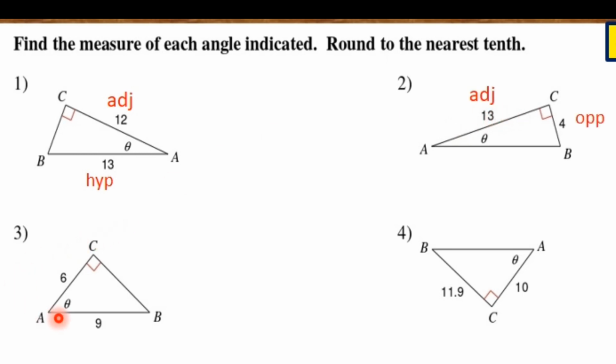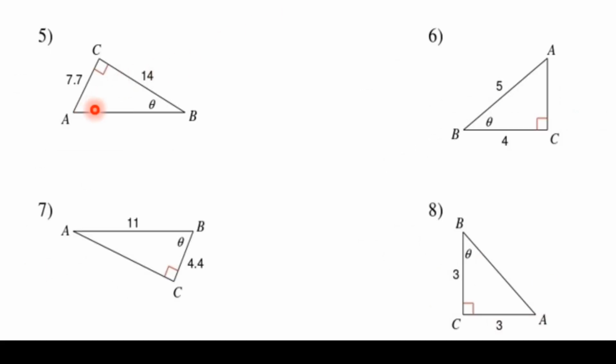Number 3, this is the angle, this is the adjacent side, and the hypotenuse. Number 4, this is the angle, this is the adjacent side, and the opposite side. Number 5, this is the angle, this is the adjacent side, and this is the opposite side.